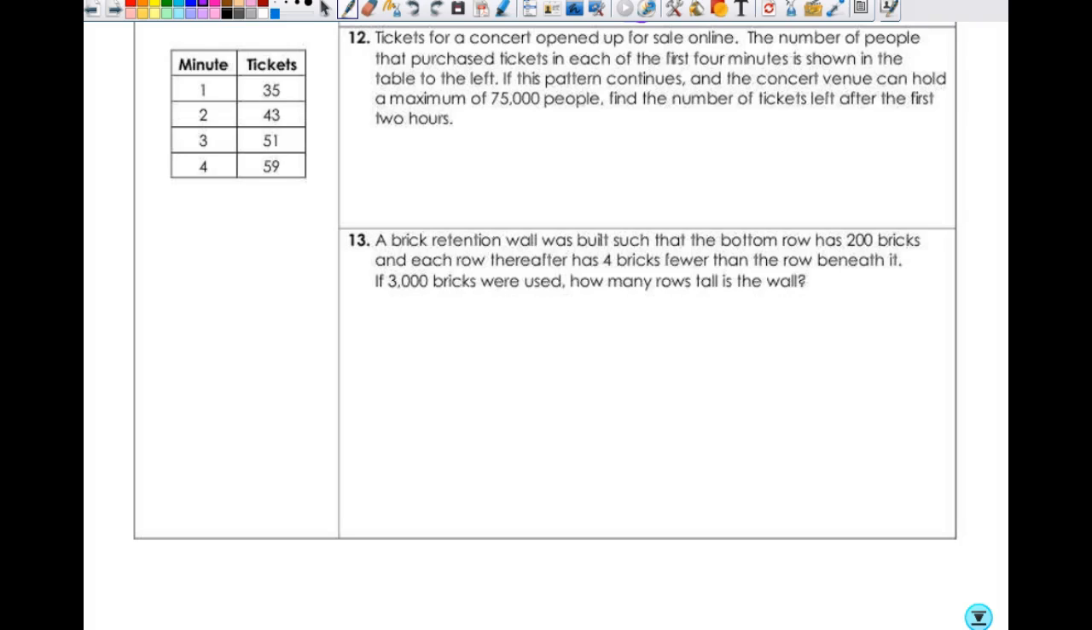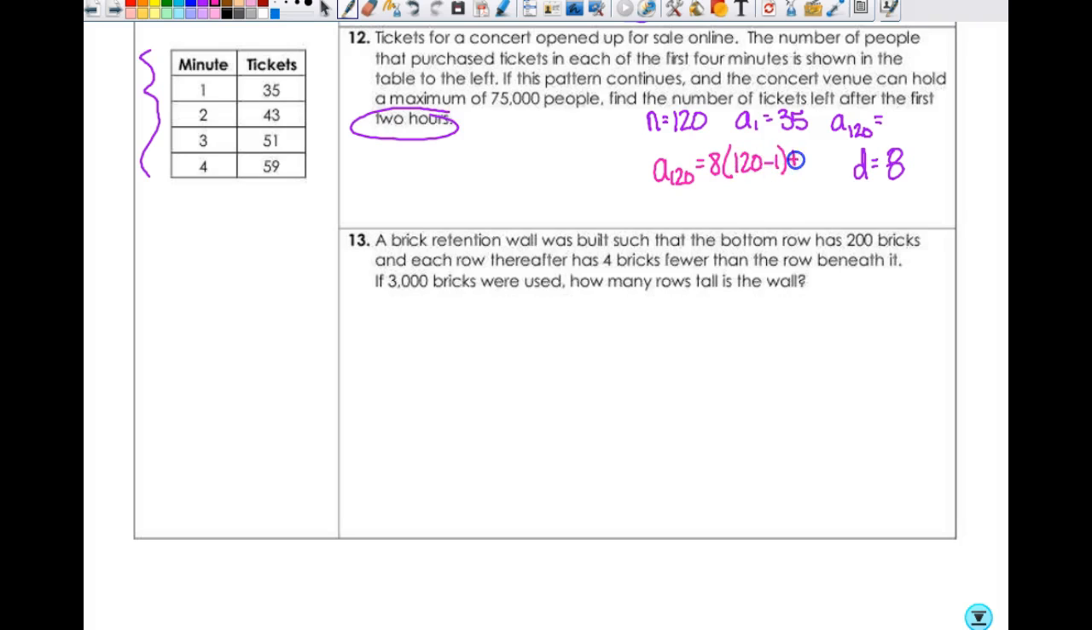All right, so what do you think n is? 120, good. Because it says 2 hours, but this is in minutes, so I need that in minutes, so my n is 120. A1 is going to be 35. I'm going to need A120. In order to find that, I need D. What is that going to be? 8. So now I can find A120. That's equal to 8 times 120 minus 1 plus 35.